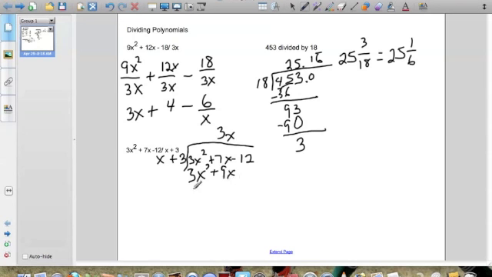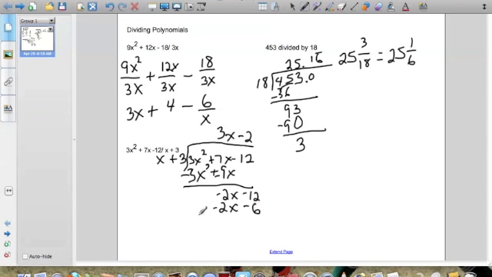Now here's the key. We're subtracting, so we have to take the opposite of both of these. So it's really going to be a negative 3x squared and a negative 9x. So we end up with a 0 here. We have a positive 7x, and we have a negative 9x, which is going to make it a negative 2x. And now we bring down the minus 12. Now again, we have to get rid of the negative 2x, so basically I'm going to have to subtract 2. 2 times x is a negative 2x.